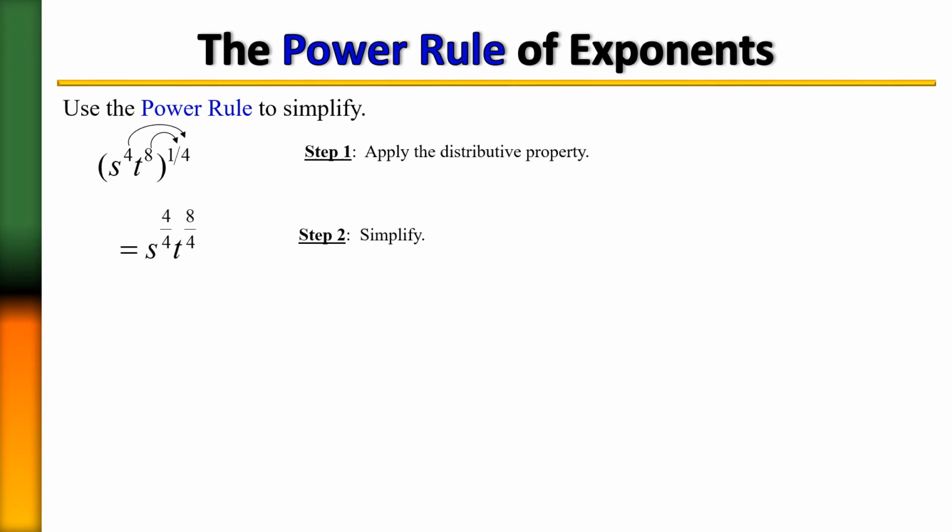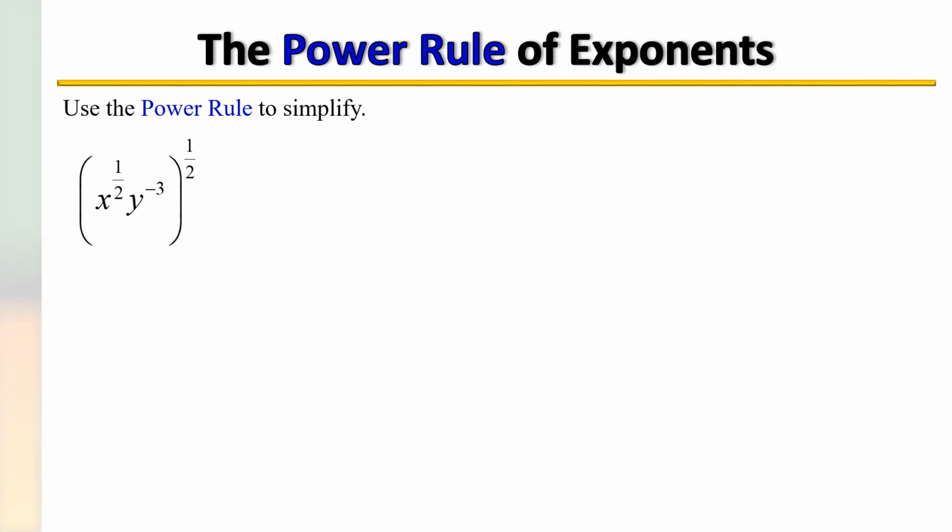Now we're going to simplify. 4 divided by 4 is 1. So s will have a power of 1, which we don't write, so it's just simply going to be s. For t, 8 divided by 4 is 2. So it will be t squared. So your final answer is s t squared. And there we've used the power rule of exponents.